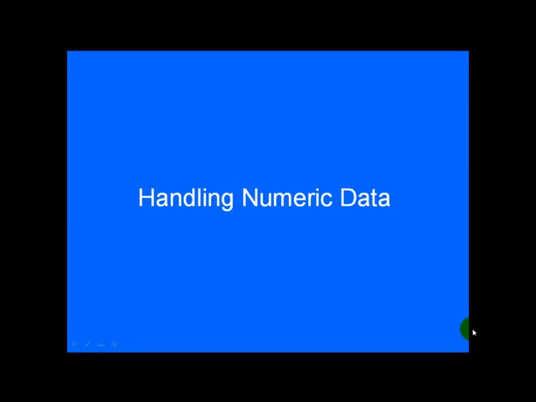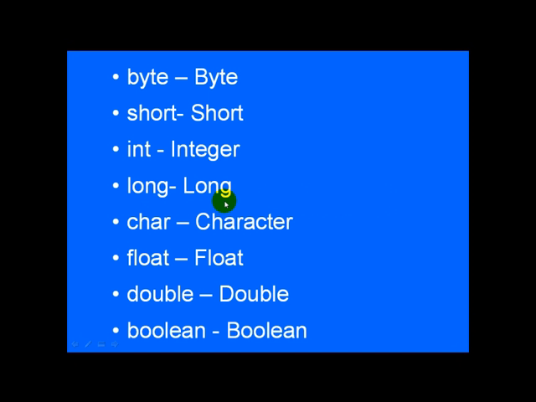Now let us discuss how to handle numeric data in a Java program. Once we have got a string through a text type graphical user interface component, for example the JTextField, and we intend to use it as a numeric value, first of all we have to convert it into a numeric data type.